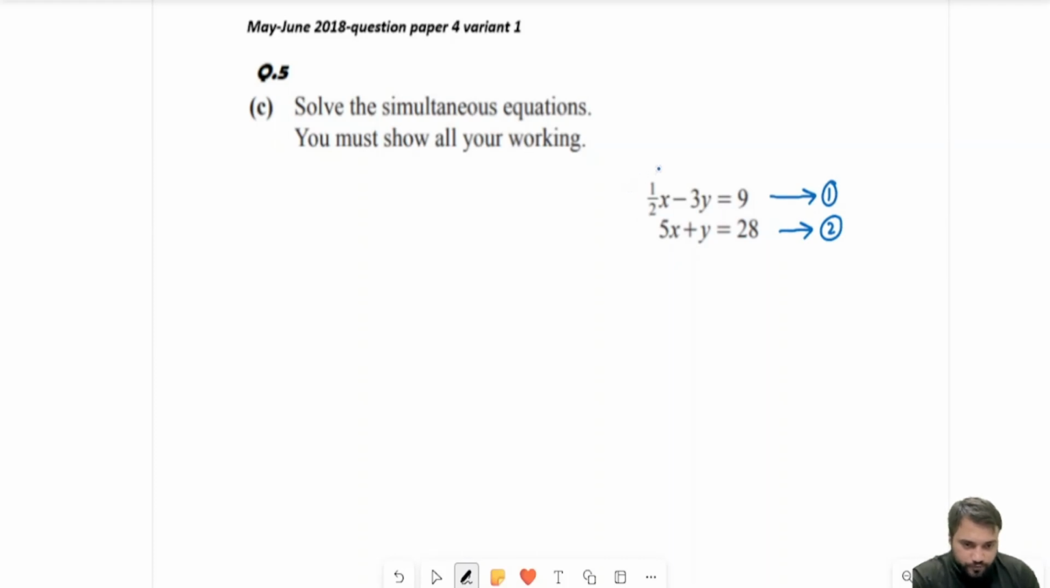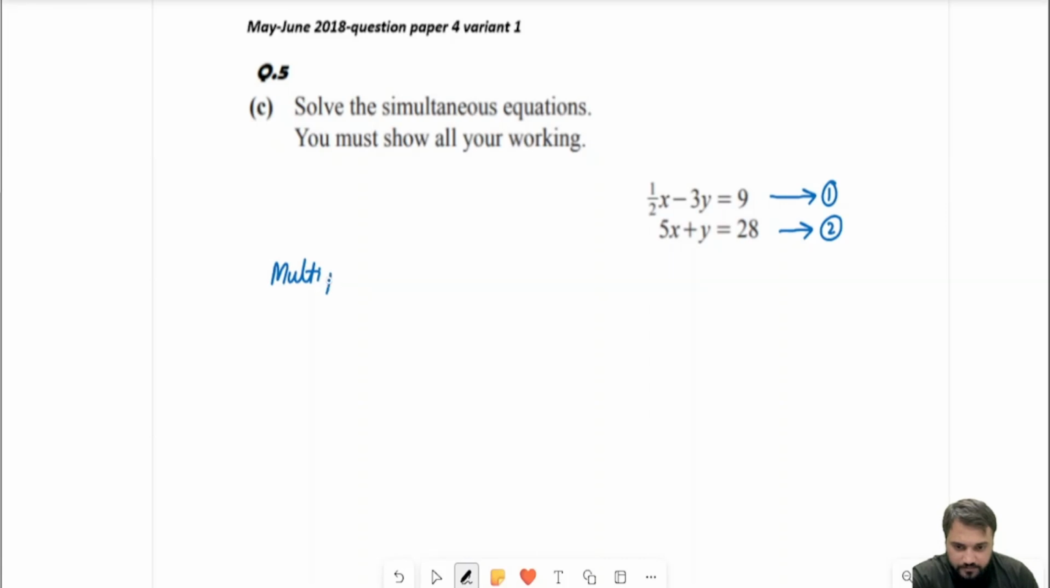First of all, we have to choose one variable. If you see, the coefficient of x is 1 over 2. If you find it difficult, then go for the variable y. The variable y has coefficient minus 3 in the first equation and plus 1 in the second equation. We need to make them the same. And how can we do that? I'm going to multiply equation 2 by 3 in order to make the coefficients the same. So write it down. Multiply equation 2 by 3.